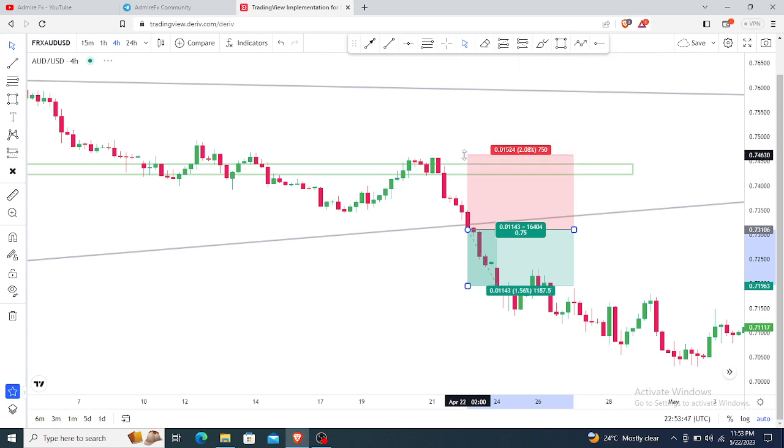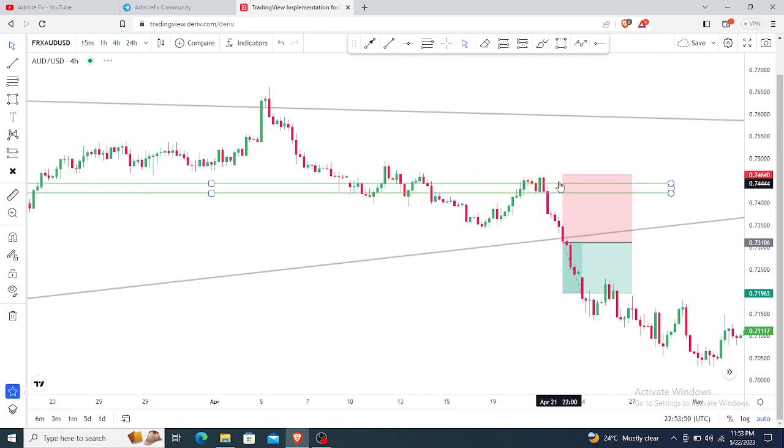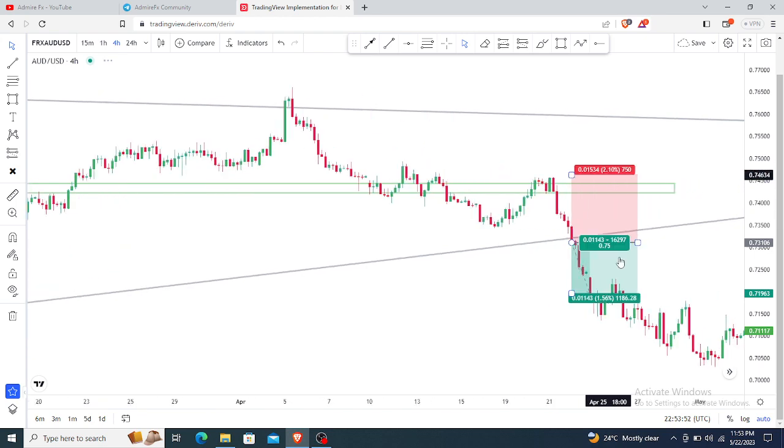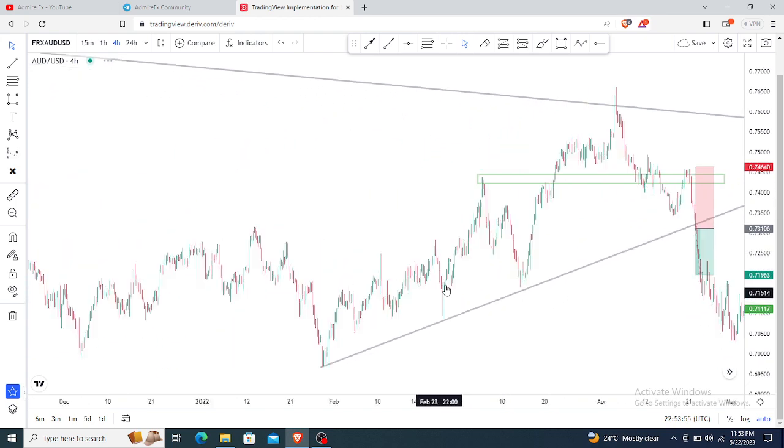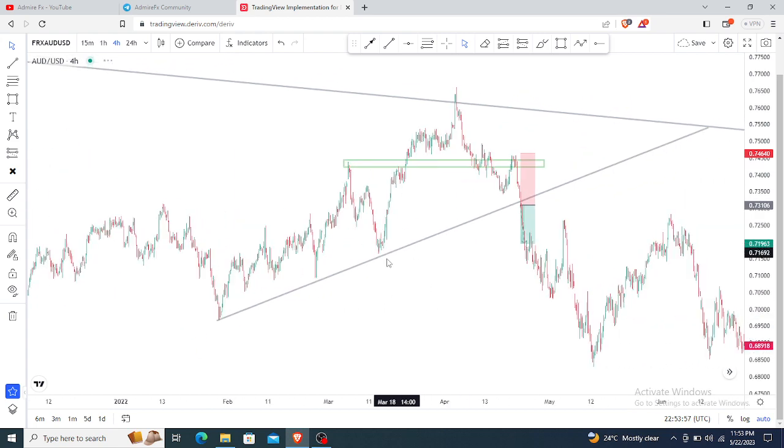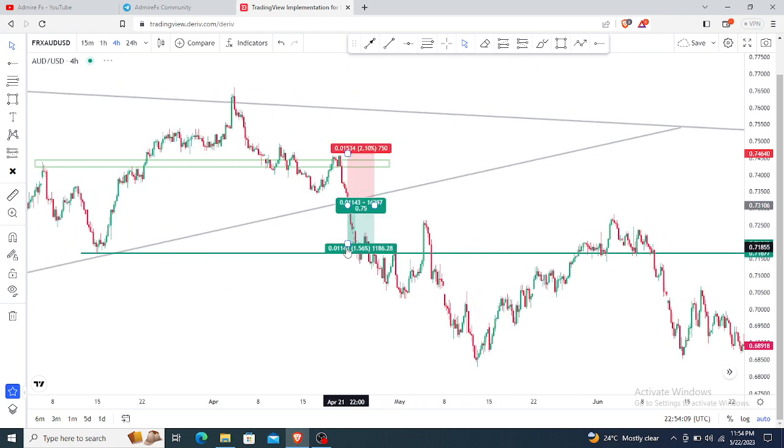He puts his stop loss at the nearest high, and he targets his 100% retracement level. If you squeeze your screen here, your 100% retracement level is this area. What we mean by the 100% retracement level is the closest or nearest support level of that time frame.